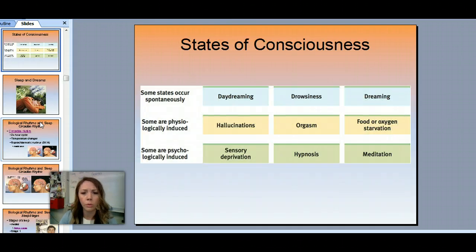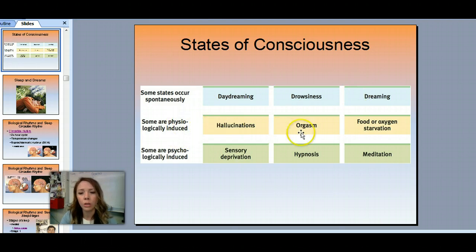Let me go through these real quick. So your states of consciousness. Remember that there are some that occur spontaneously, right? So daydreaming, drowsiness, and dreaming. Spontaneously means they happen at different times throughout the day. Some are physiologically induced. Remember, those are drugs.